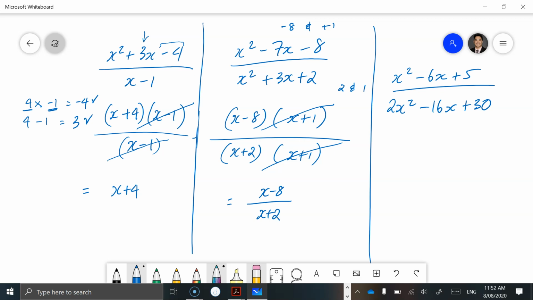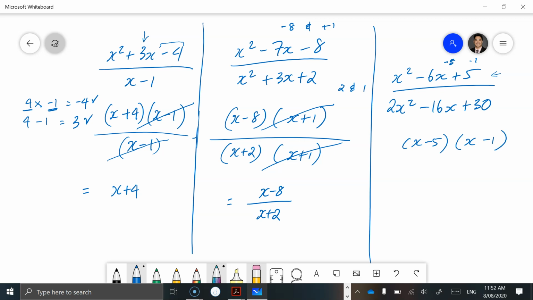Okay. The one over here on the right, we have another monic expression on the top here. And so factors of 5 that add up to -6. Well, we can say that -5 times -1 is 5. And then -5 plus -1 is -6. So they're going to be our two numbers. X minus 5, and then x minus 1 is going to be on the top.